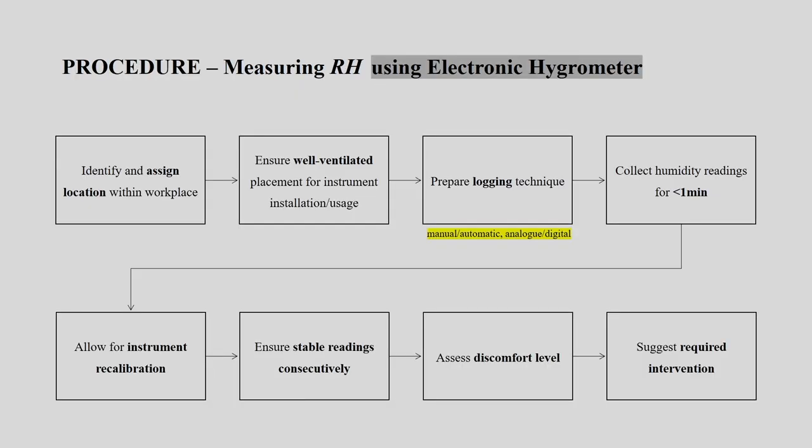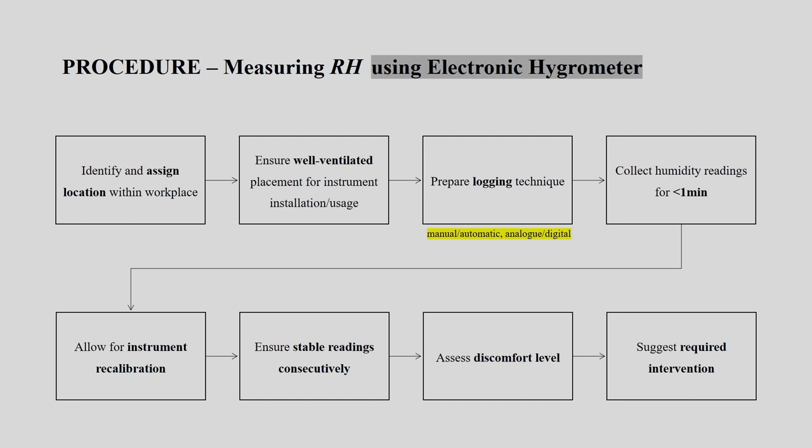Now let us understand how we did it for the air temperature and relative humidity or the surface temperature. Let us understand how you are going to measure the relative humidity using the electronic hygrometer. So you have to again identify and assign the location. Then ensure well ventilated placement of the instrument, installation and use. Then you need to prepare the logging technique. These are very common. Collect the humidity reading. Now here you have to do the reading within less than 1 minute. Allow the instrument for recalibration; for each case you need to do the recalibration if you are using the electronic hygrometer.